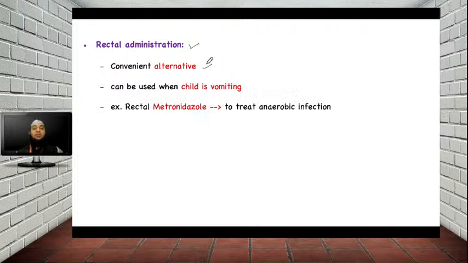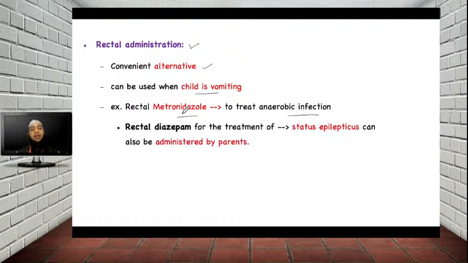It can be used when the child is vomiting, because if you give a liquid preparation to a vomiting child, it may come out in the vomitus, so you cannot give it through the oral route. In such a case, you can prefer the rectal route. You can also administer rectal metronidazole to treat anaerobic infections. Suppose the child is suffering from a GIT infection, then you can administer rectal metronidazole to treat this anaerobic infection, right? Likewise, rectal diazepam can also be given for the treatment of status epilepticus.